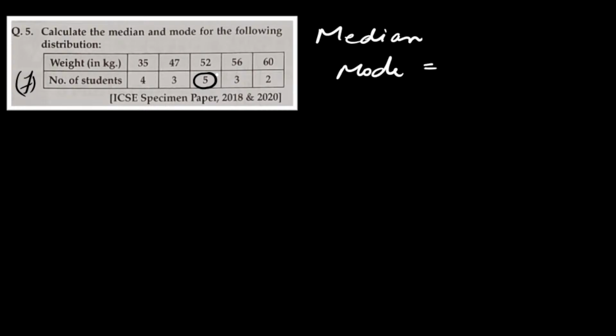So corresponding to that, the value you have to see is 52. So that means 52 is the mode of the given data. Now for the median, I'll just write here.